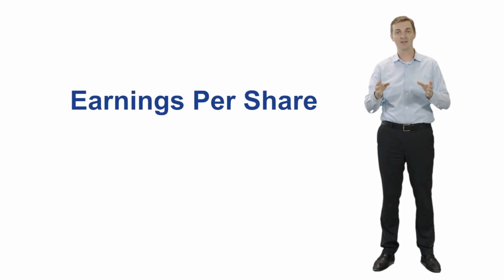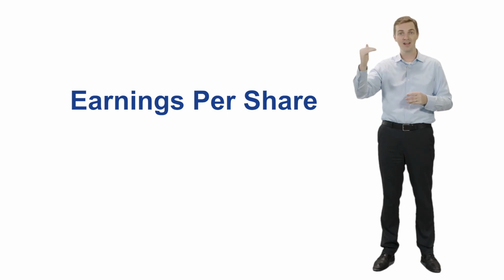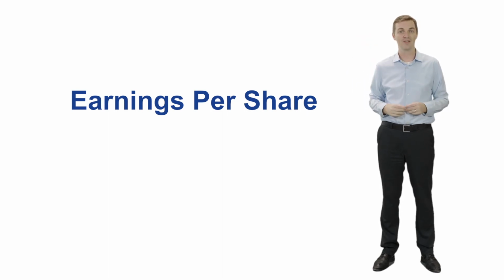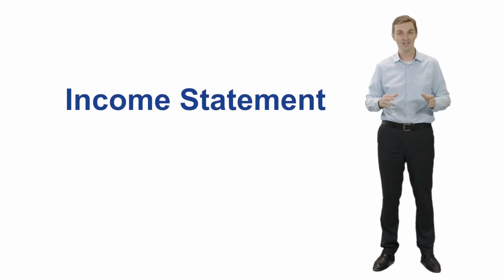And below that, we look at earnings per share. So if you take the profit divided by the shares outstanding, then we're left with earnings per share. So I hope that explains one of the key financial statements, which is the income statement. And we have these key line items to understand.